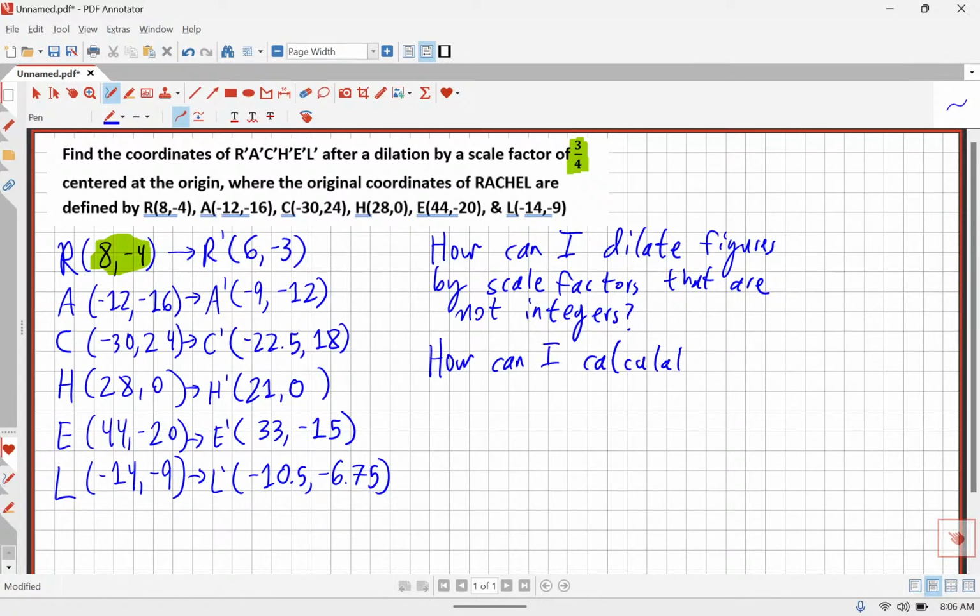How can I calculate the scale factor between dilated objects?